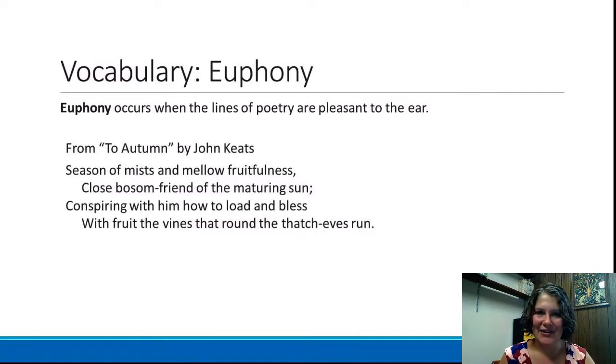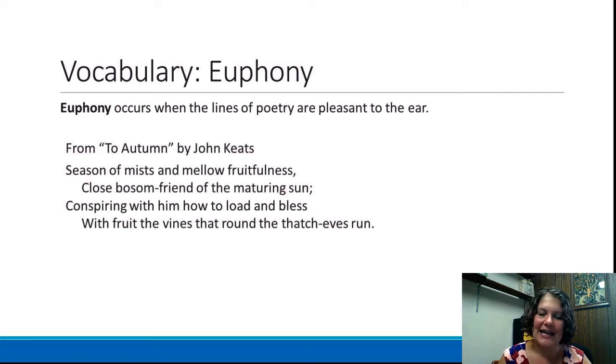So when we put these together, we can get various kinds of effects of sound. One of the kinds of effects we can get is euphony. This euphony occurs when the lines in the poetry are pleasant to the ear. So when we hear them, it sounds almost musical and is pleasant to listen to. An example of this that I'm going to give you is the first four lines of John Keats's poem, To Autumn. I'll begin by just reading it out loud.